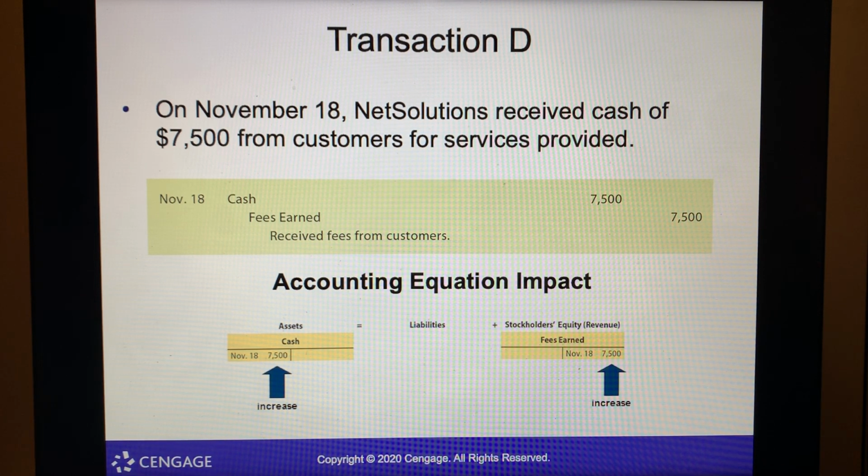Okay, the D transaction solution: received cash of $7,500 from a customer for services provided. So this indicates we received cash. So November 18, cash is going to be debited for $7,500, fees earned. So we're realizing actual revenue now because it says fees earned for $7,500. That's going to be a credit, but over on the right side is how we have to enter it. But you'll see in the larger picture. And then note it, receive fees from customer. Okay.